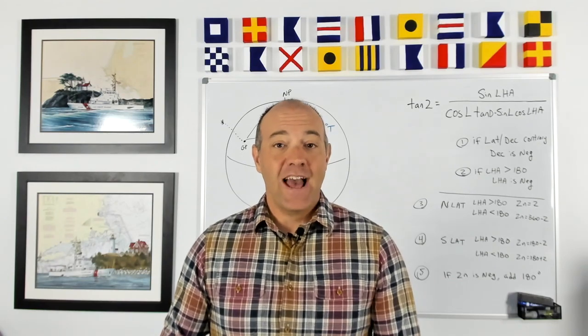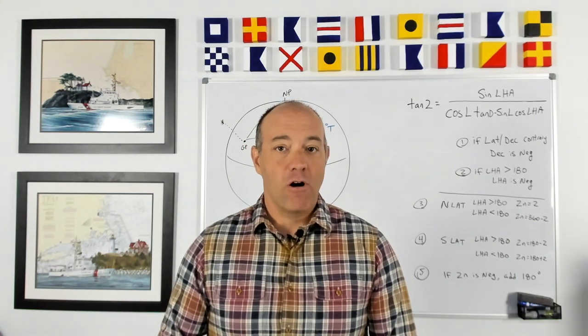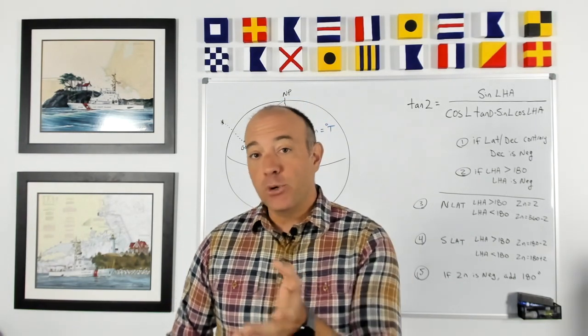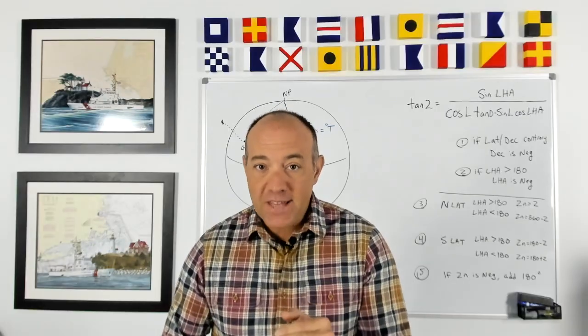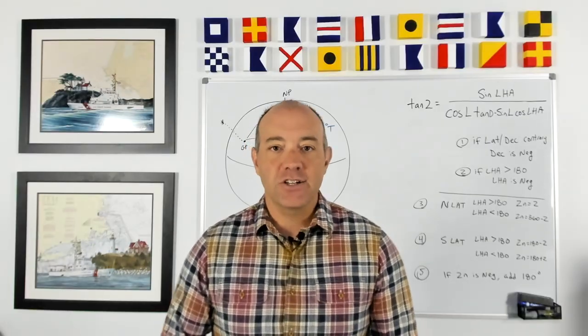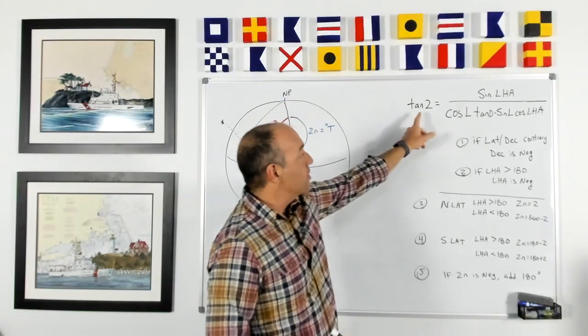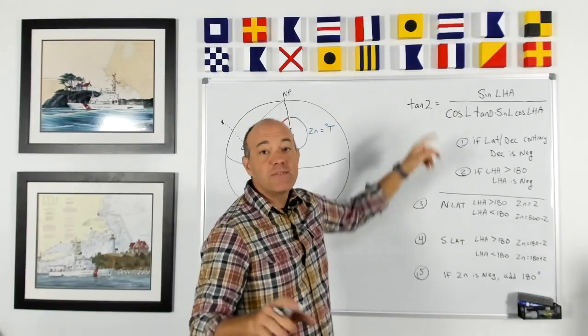You should never get an azimuth problem on a Coast Guard exam wrong ever again, and here's why. There's a bulletproof solution if you follow the steps that will result in the correct answer every time. This is the formula that you need to know, but you don't need to memorize it.